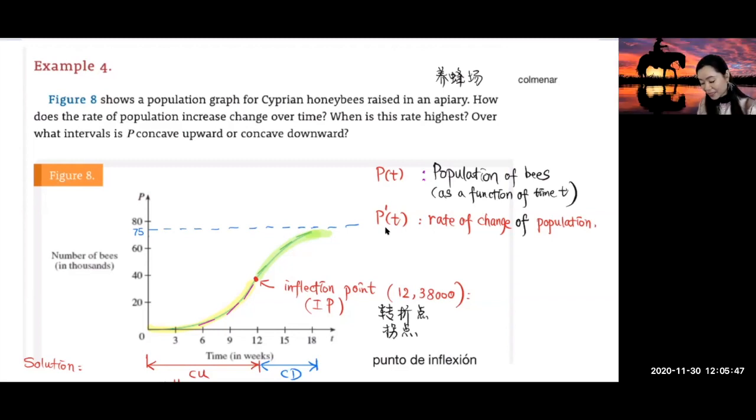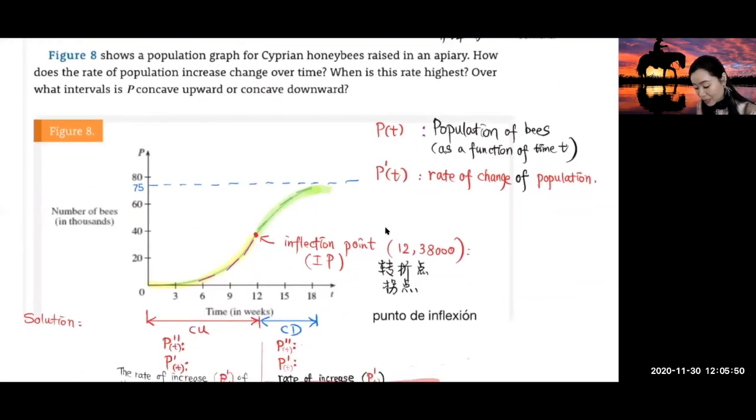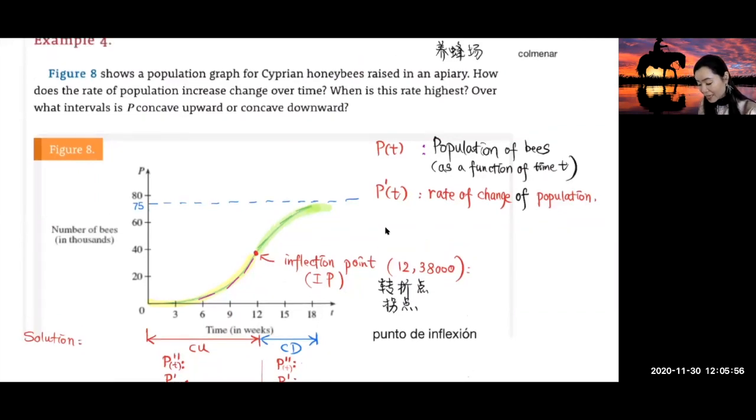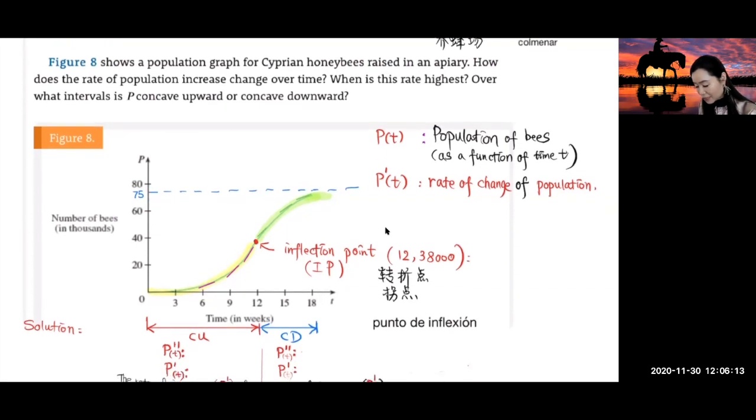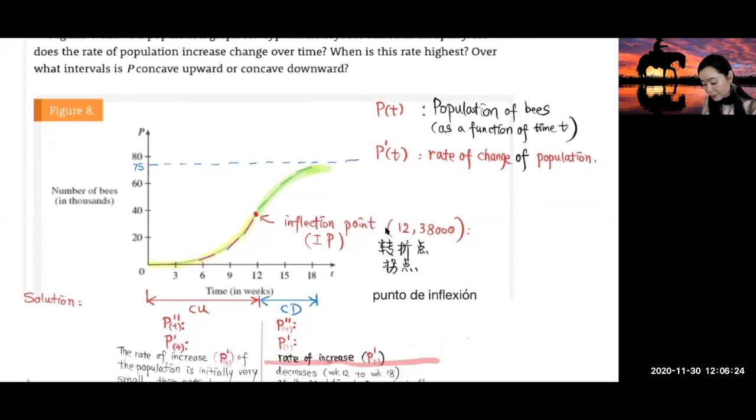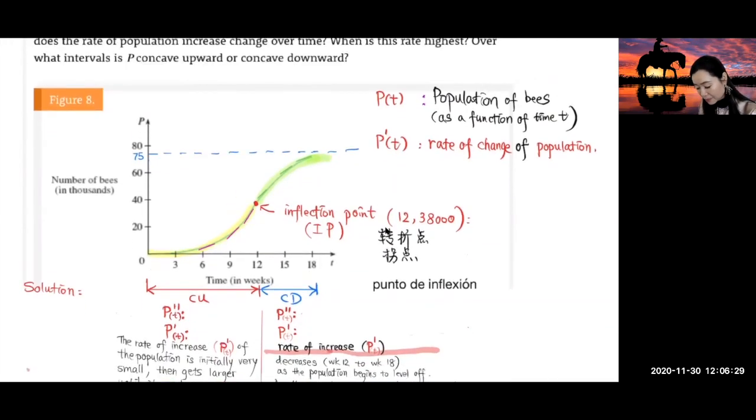Okay, very good. Now here's the graph. It shows the population graph for Siberian honeybees raised in an apiary. Apiary, okay, I looked up the Chinese translation here. Over here you see the population, and this is for the days. So this is the population of bees. And the derivative of that corresponds to the rate of change of the population. Okay, remember that.